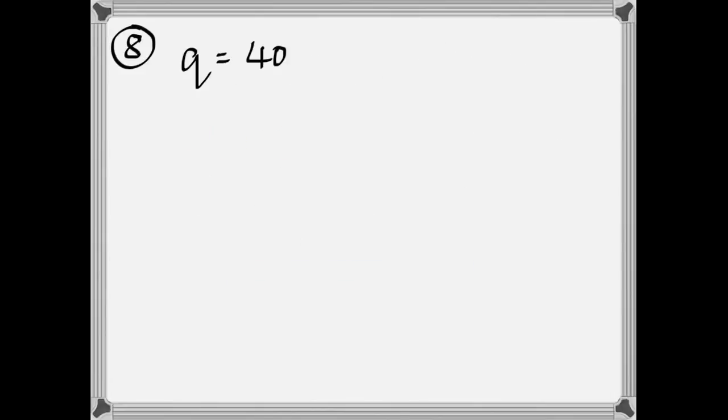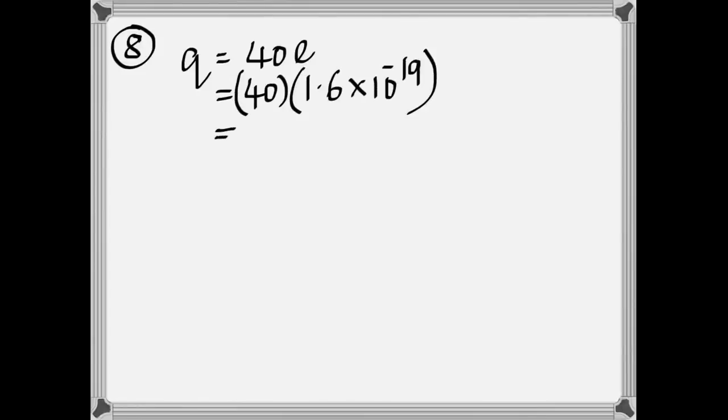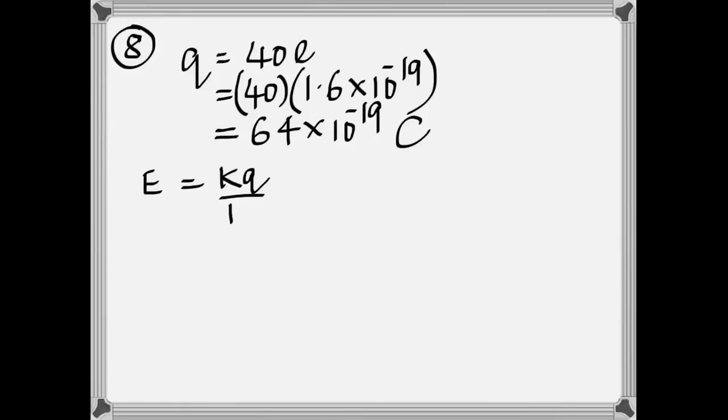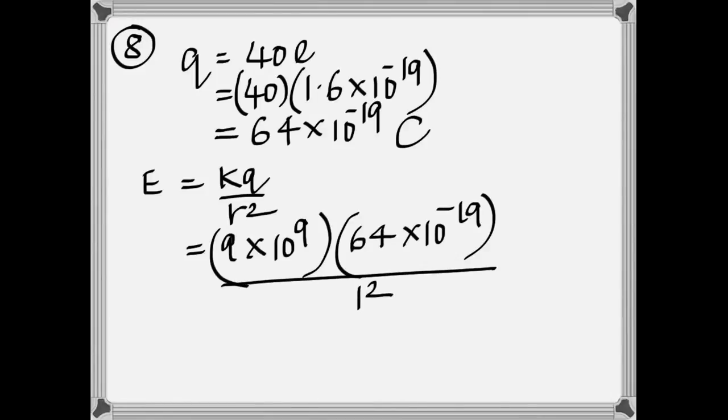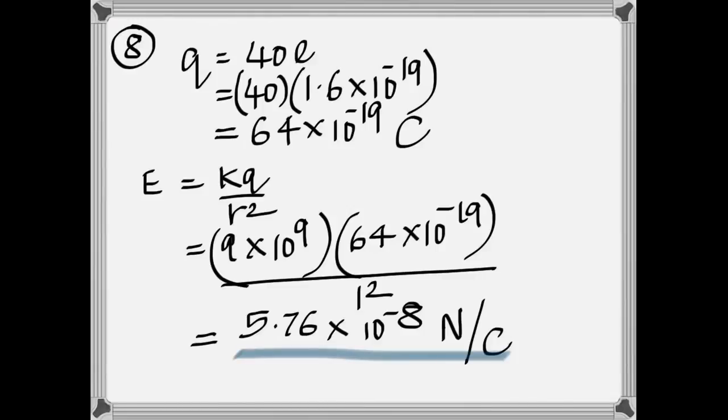Question 8. Charge is 40 times the electronic charge. So first find the charge, and then know that E is KQ by R squared. (5.76 times 10 to the negative 8).